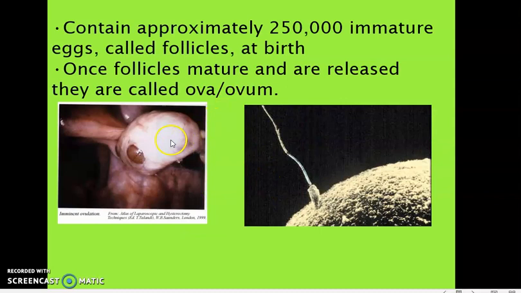Here's a picture, okay? On the left, we have an egg about to come out of the ovary. That's called ovulation. And here we have the sperm fertilizing the egg. Notice how much larger the egg is, okay? All right. And females have all their eggs at birth, so that's a little different than males.